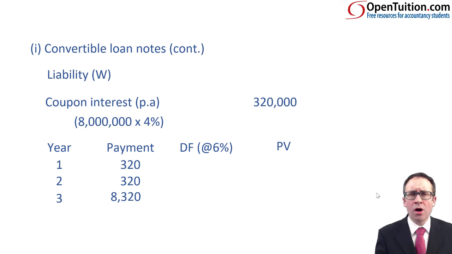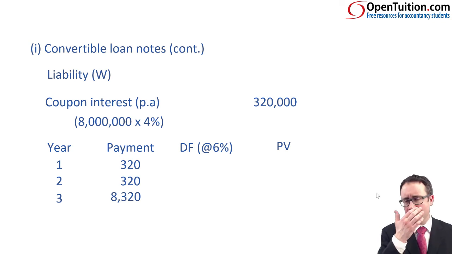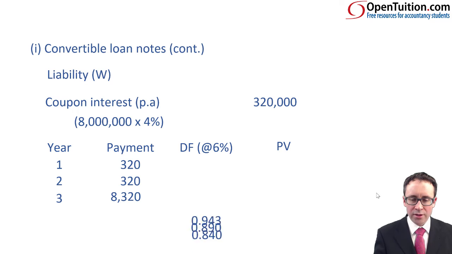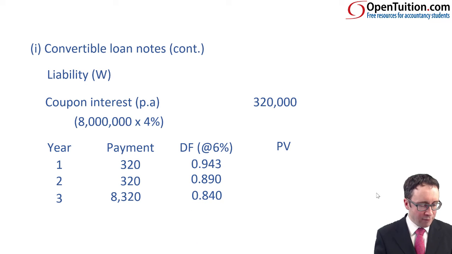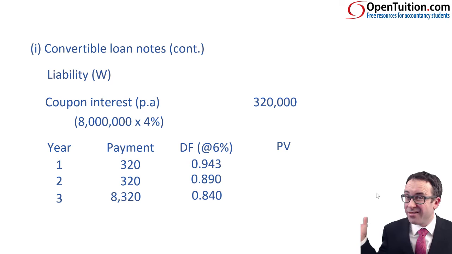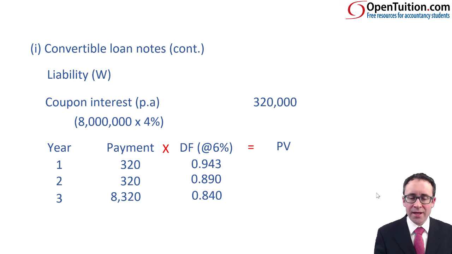Discount factor: not the 4%, not the coupon rate. We use the 6%. Is it the market rate of interest? So, similar loan without the conversion rights. So 0.943, 0.89 and 0.84. So when you get all those questions on the discussion forum, "I can't calculate the discount factor", it's given to you in the exam. Remember, take the payment, multiply by the discount factor to give you the present value.